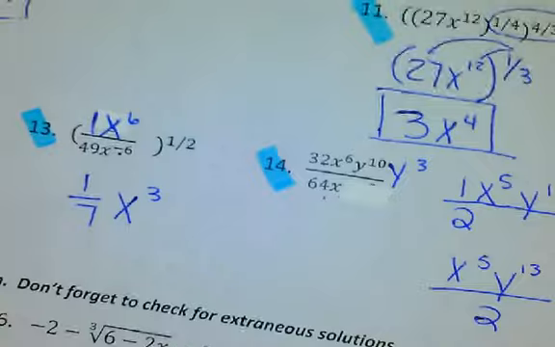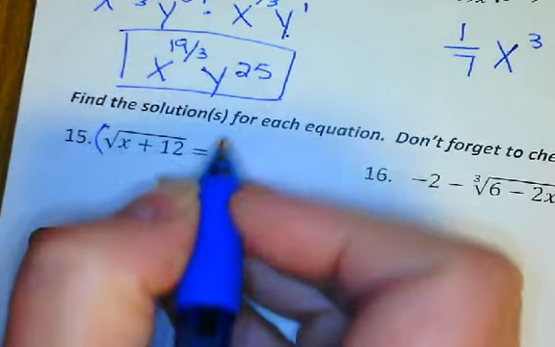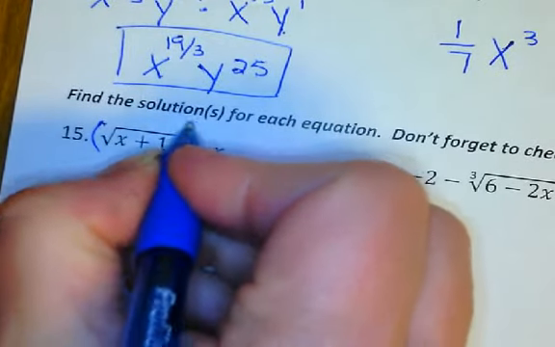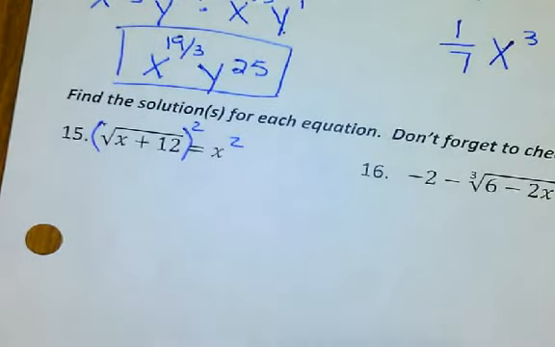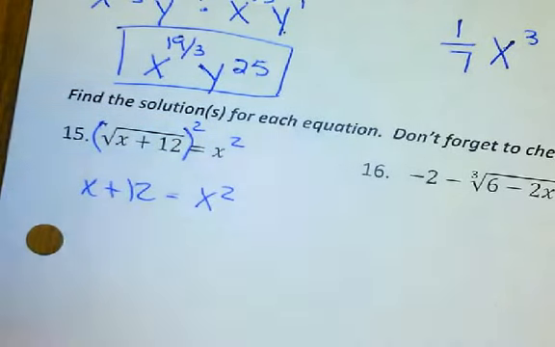Okay, down here on these, I'm just starting to work them out. So on this one here, on number 15, I notice I have a square root here. So it has to be squared, which means that's squared. So that gives me x plus 12 equals x squared.